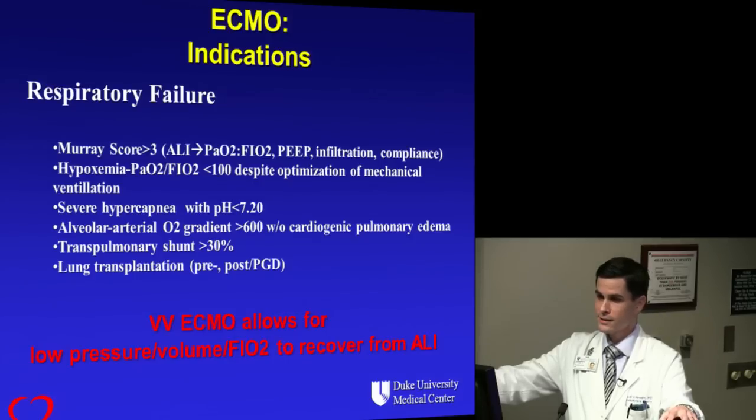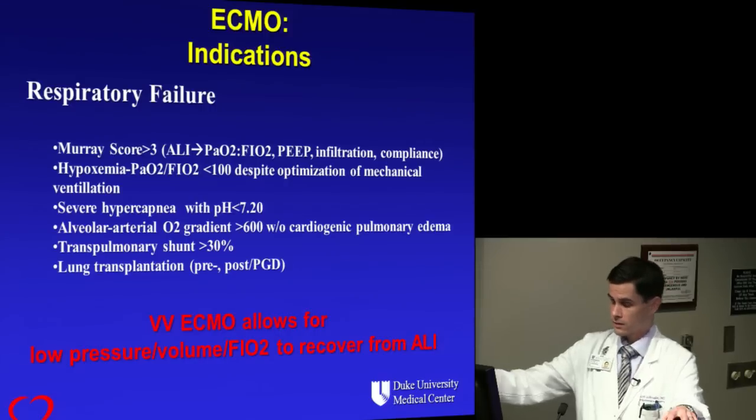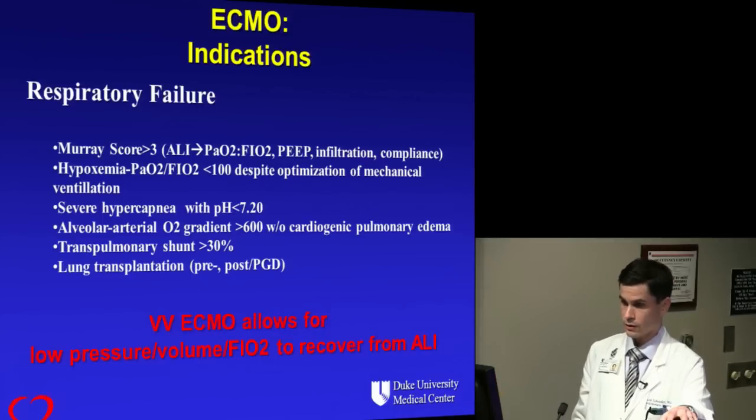But obviously the indications for respiratory failure in veno-venous ECMO are hypoxia, hypercapnia, and essentially any patient who is either pre or post lung transplant may qualify. But VV ECMO allows for both low pressure and volume ventilation with a very low FiO2. Most patients on ECMO are on 21%, so that the lungs can recover from acute lung injury.